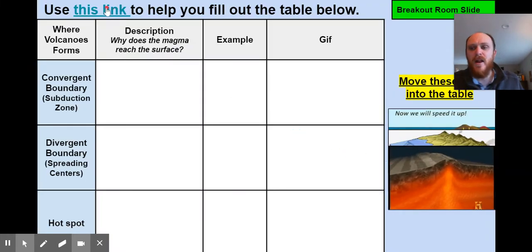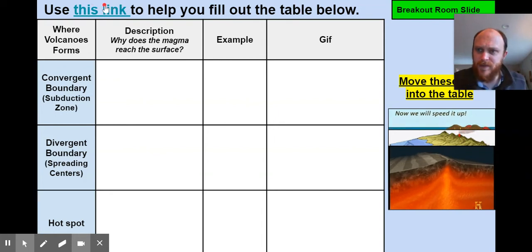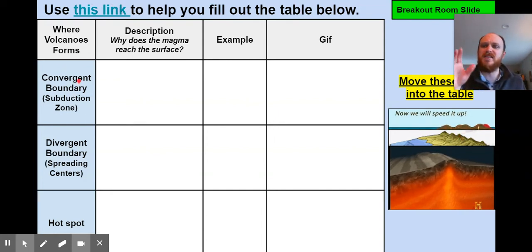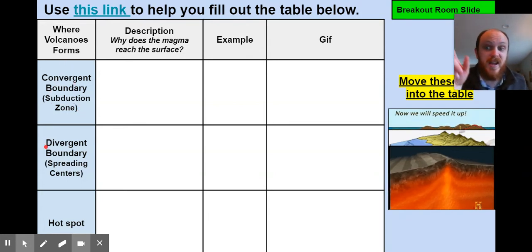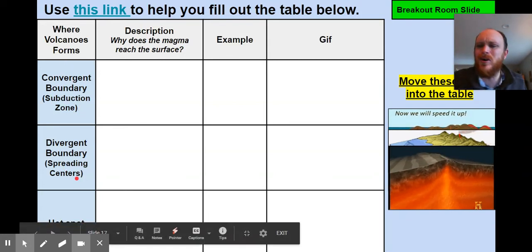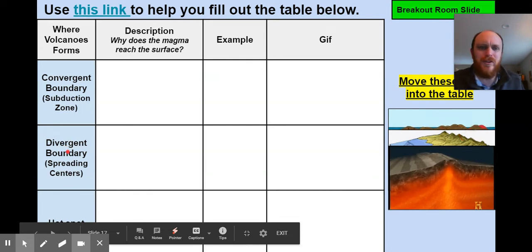You're going to use this link. They're going to see a lot of different information about volcanoes, so click around. But there's one place that talks about subduction zones, which are examples of convergent boundaries. Spreading centers is what they call this. We're calling it a divergent boundary. You can see there's just different words for the same thing. So click on that. And then there's something called a hotspot, which is an awesome name.